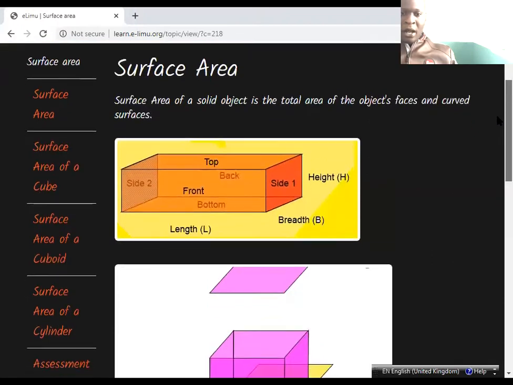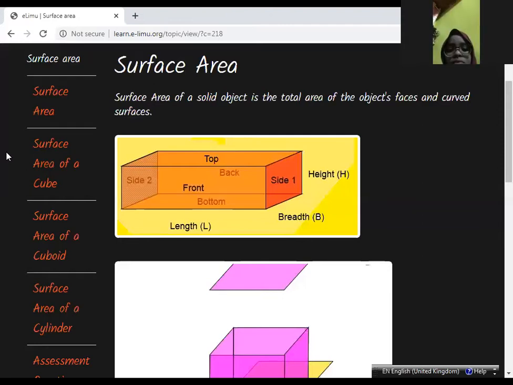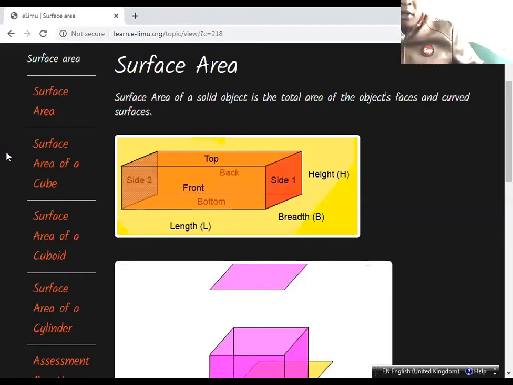Now, I want you to copy the word surface area and the meaning of surface area. You draw the first figure, you draw the second figure, after which we can move on. Continue, copy whatever you can see, the meaning of the term surface area, you draw the cuboid, after which you draw a cube.